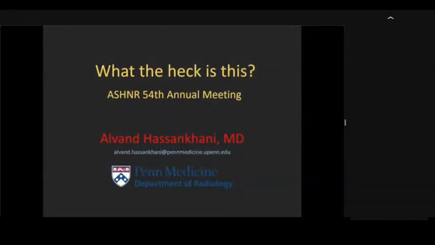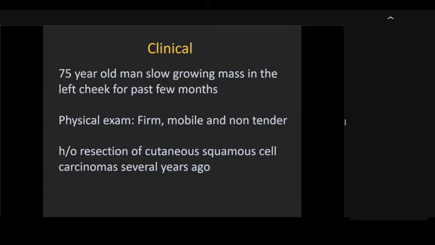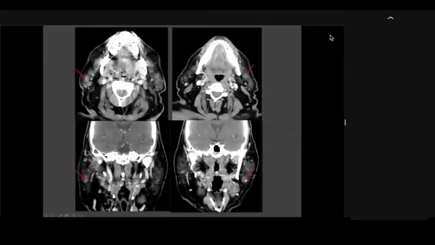I want to thank the committee members for allowing me to present this case of a 75-year-old man who sought medical advice for a slow-growing mass in the left cheek. On physical examination, a non-tender, mobile, firm lesion was palpated at the angle of the jaw. Past medical history is significant for resection of a cutaneous squamous cell malignancy several years ago.